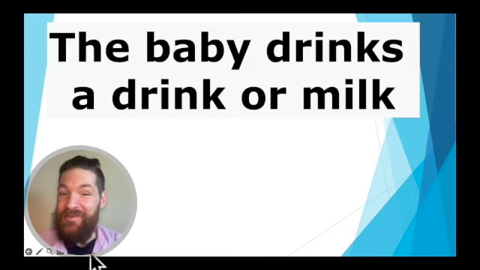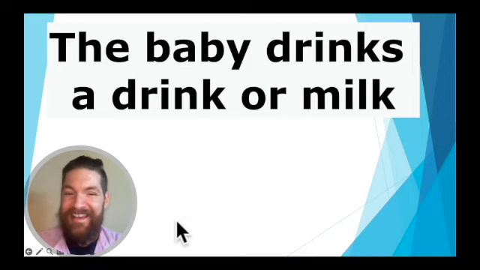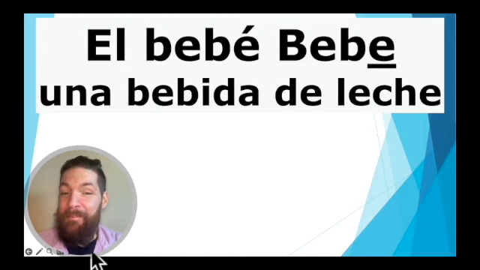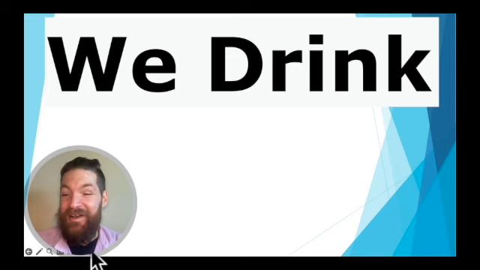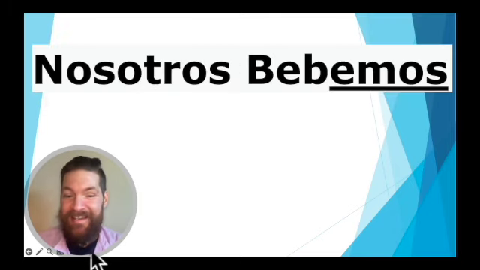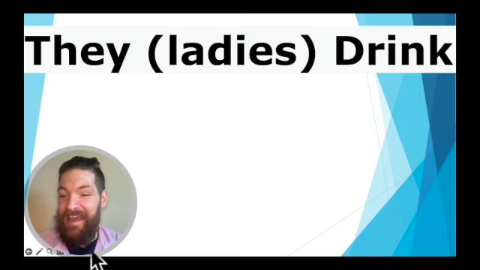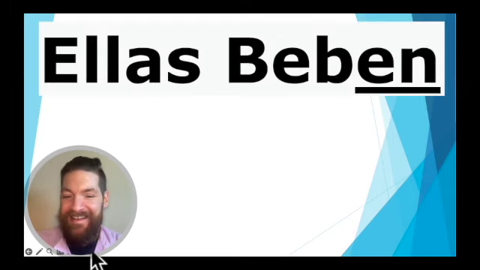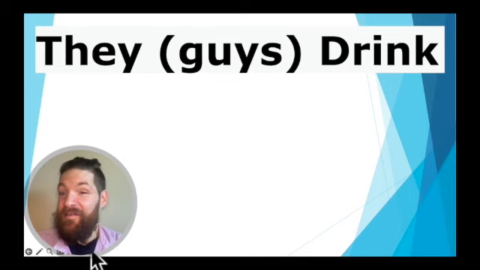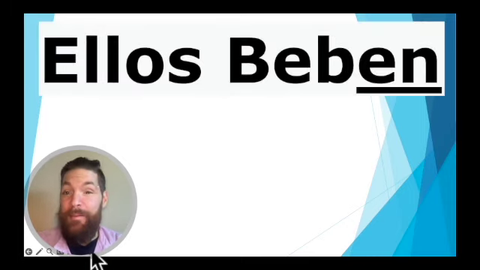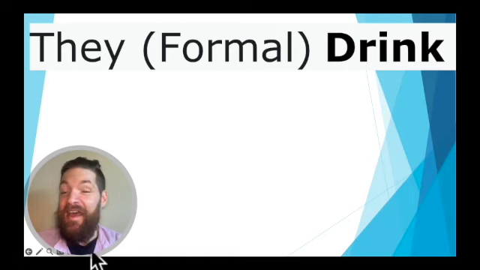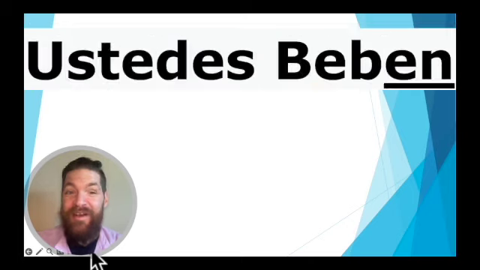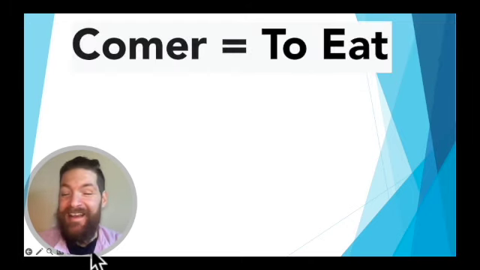Awesome. So the baby drinks a drink of milk. That should be an of. So, el bebé bebe una bebida de leche. Just kind of fun playing with words. We drink. Nosotros bebemos. The ladies drink. Ellas beben. Muy bien. They drink, like in guys, ellos beben. Muy bien. They formal drink, like you all drink milk. Ustedes beben. Muy bien.